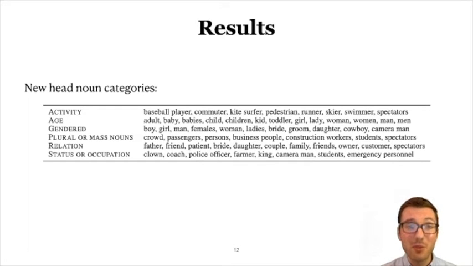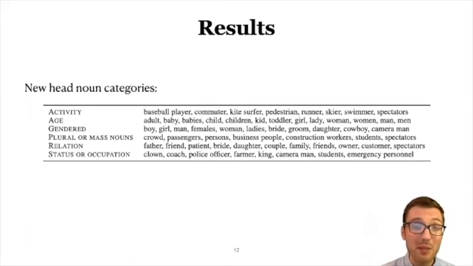Now for the results, I've identified 6 head noun categories. These are activity, things like baseball player, commuter, kite surfer, pedestrian. Age nouns, like adult, baby, child, toddler, so on. Gendered nouns like boy, girl, man, females, woman, etc.